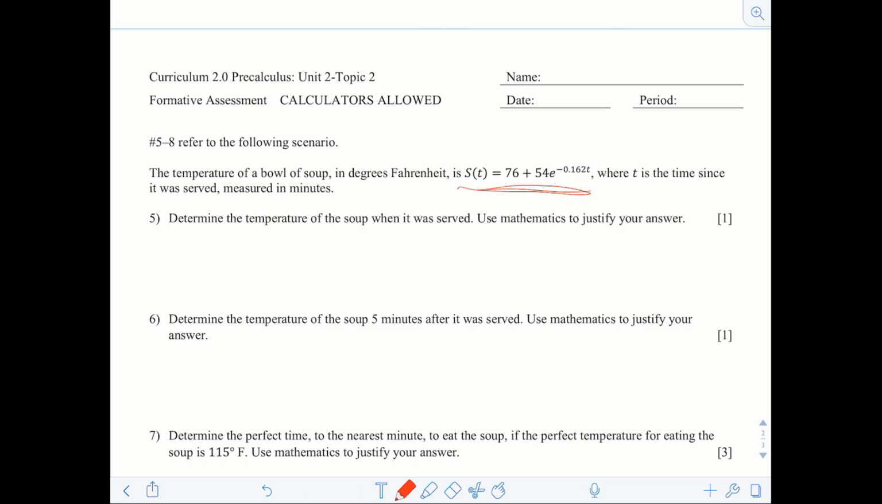So S is the temperature of the soup in degrees, where t is the time since it was served. When it was served, that would be when t is equal to 0. So we're going to write S of 0 is equal to 76 plus 54 e to the negative 0.162 times 0. Now what's interesting here is that e to the 0 is technically just 1, so S of 0 is just the addition of both of those values together, which is going to be 130, and so most likely this is going to be degrees Fahrenheit.